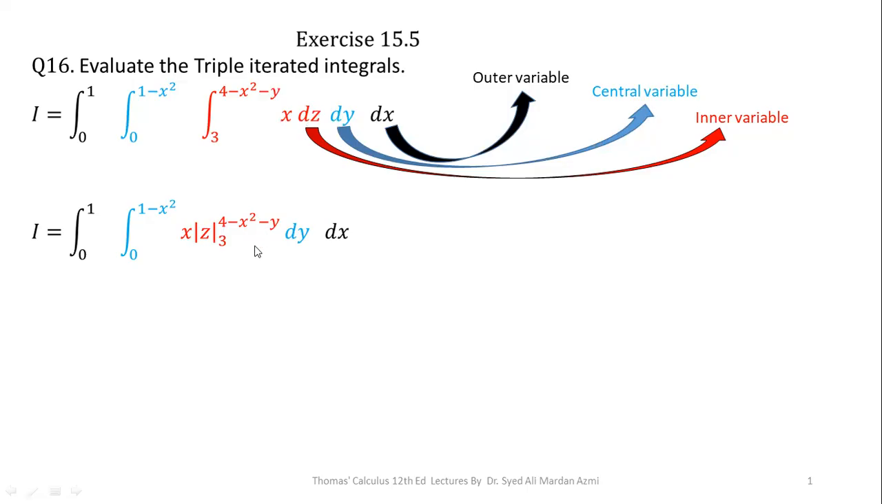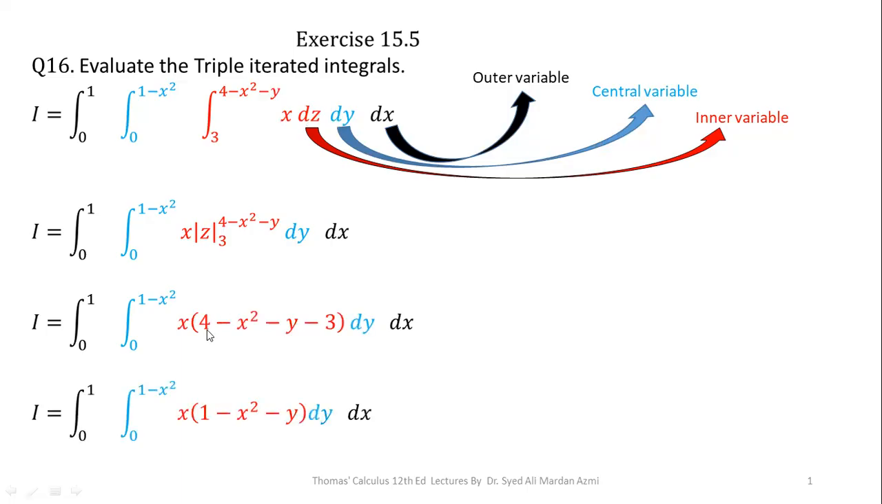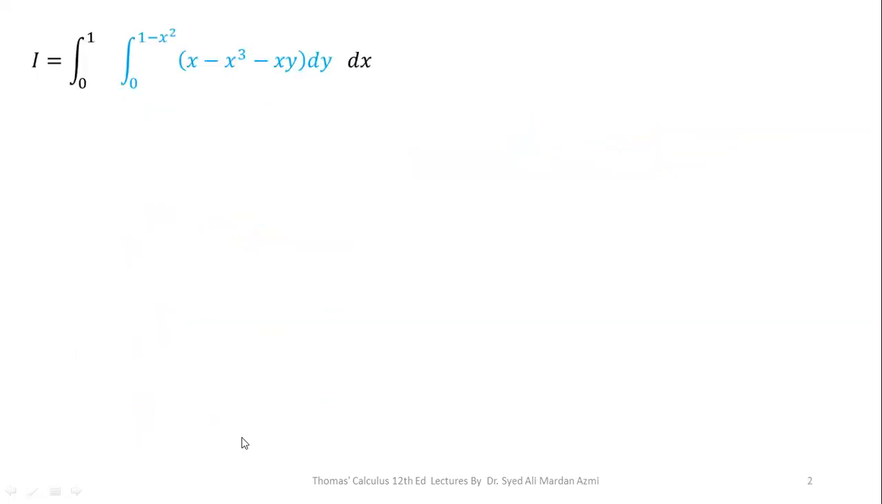Then in the next step, I will apply the fundamental theorem of calculus, upper limit minus lower limit, making the simplifications. This 4 minus 3 is 1, minus x squared minus y. In the next step, I will multiply each term with x. And up till here, we have completed the process of integration with respect to z.